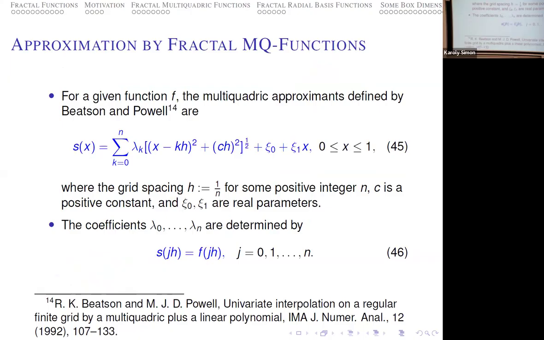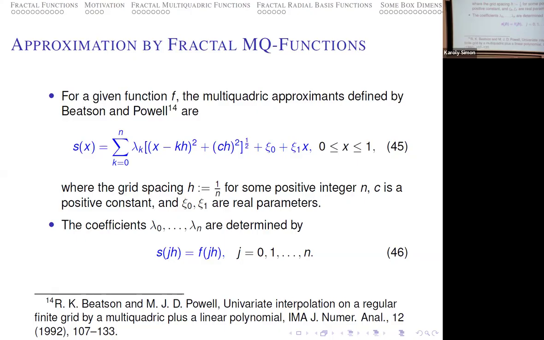Here, this is the approximation by the fractal MQ functions. So here one can take x equal to in this manner. Here you have to add two more. So this is the multiquadratic function, and here you have xi_0 and xi_1, two more parameters. You want to approximate any function actually satisfying this condition. F is the function which is known to us, or you know the sampling values here. Then we have to approximate this function through this fractal radial basis function.